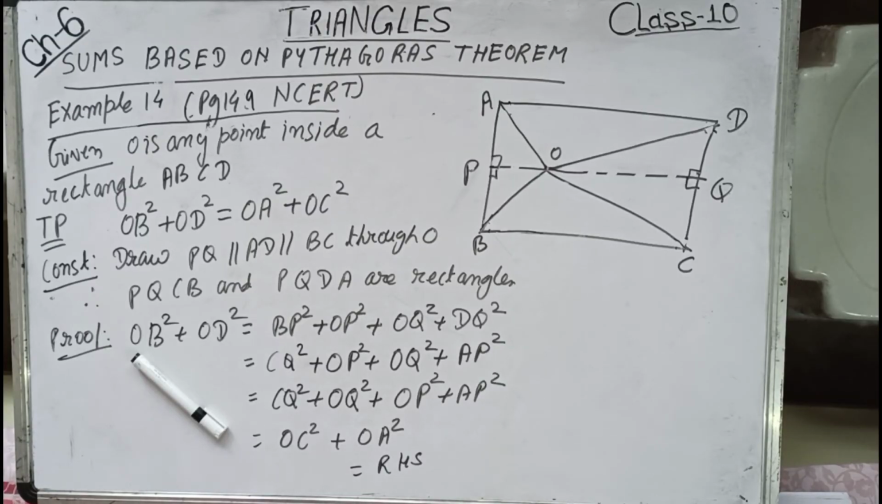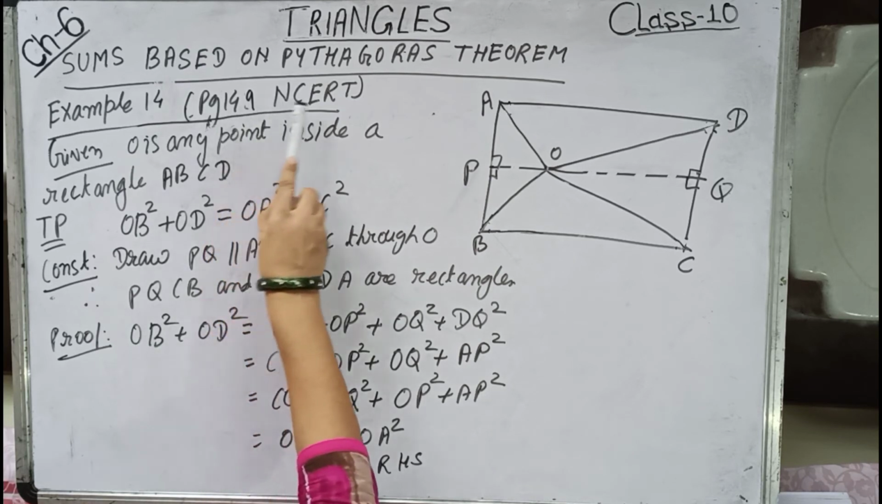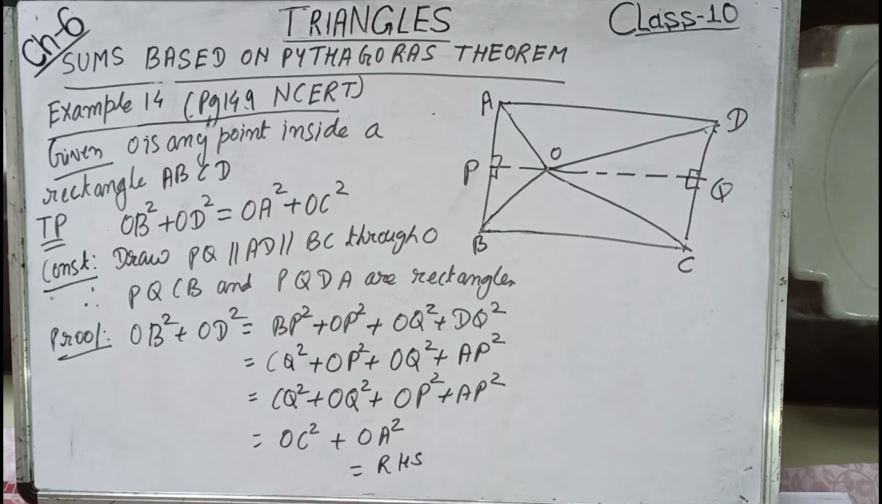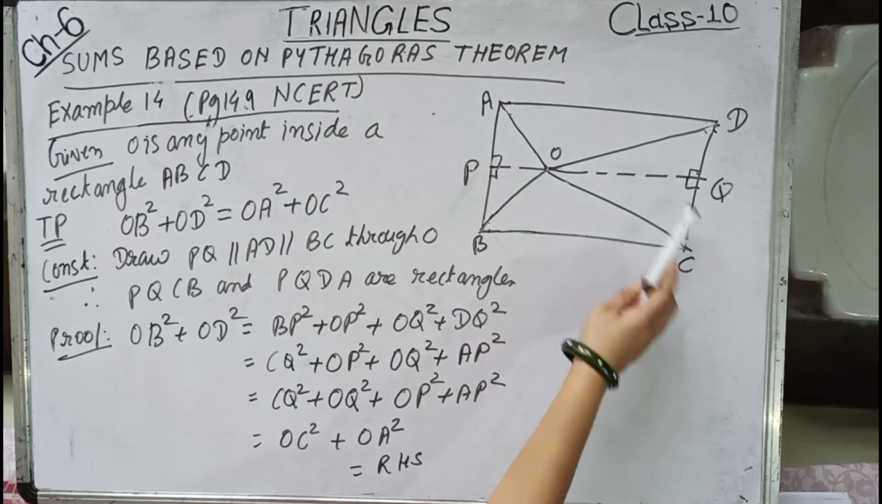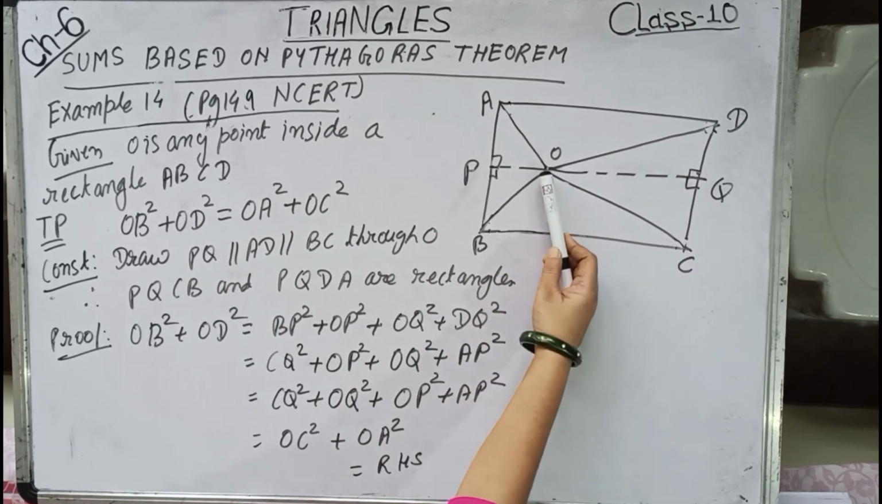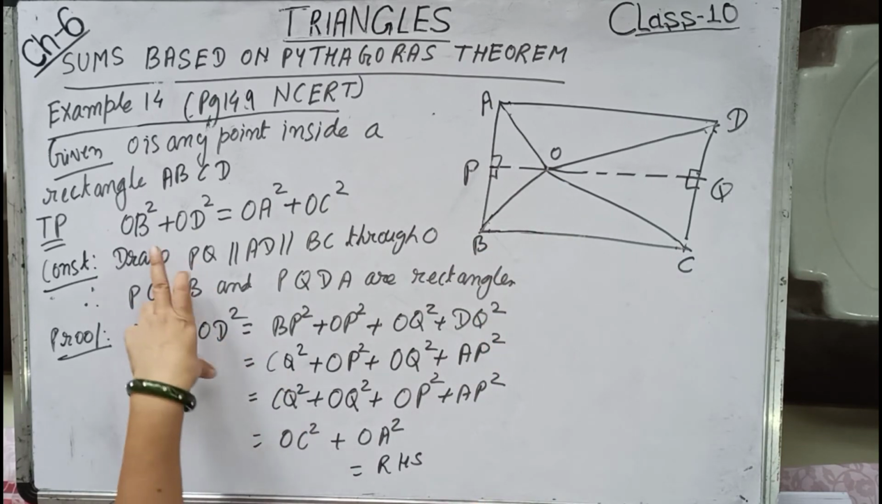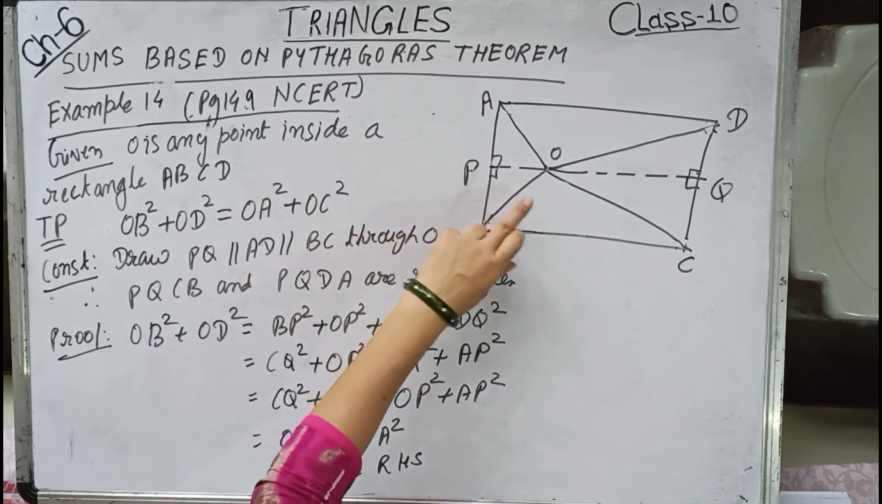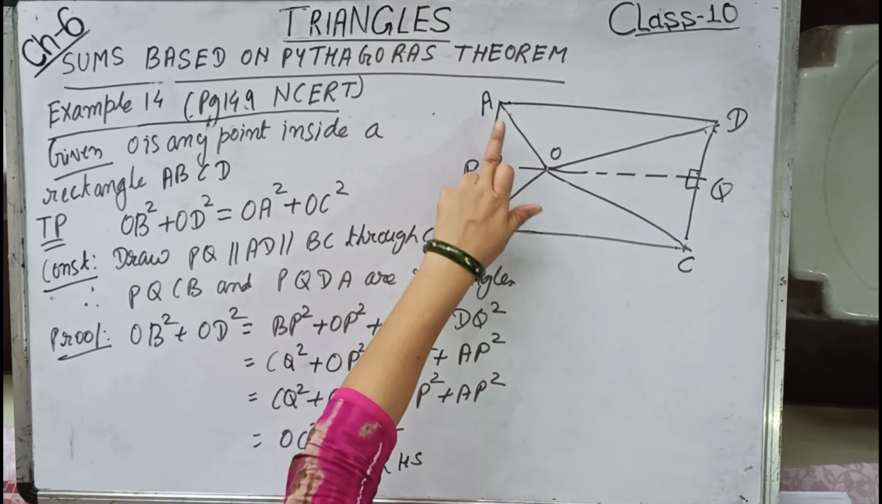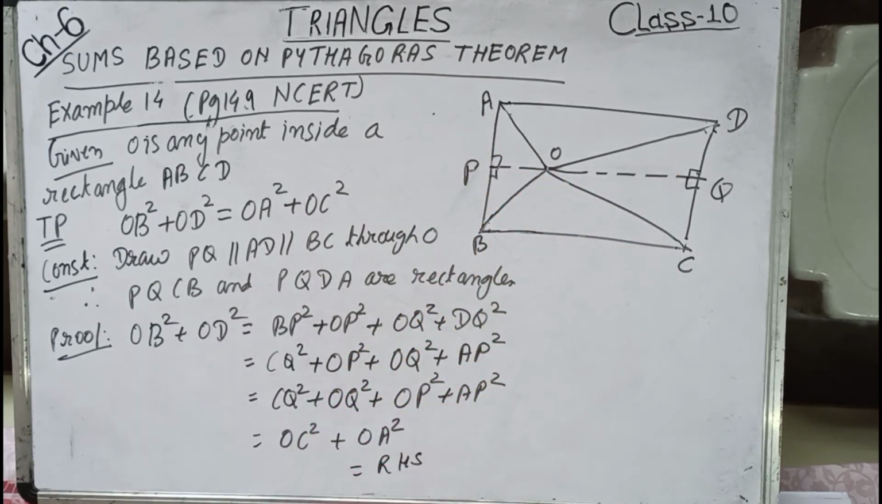The next question which I have written over here is example 14, page 149 NCERT. Here in this question it is given that ABCD is a rectangle and O is any point inside this rectangle ABCD. We have to prove that OB square plus OD square equals OA square plus OC square.